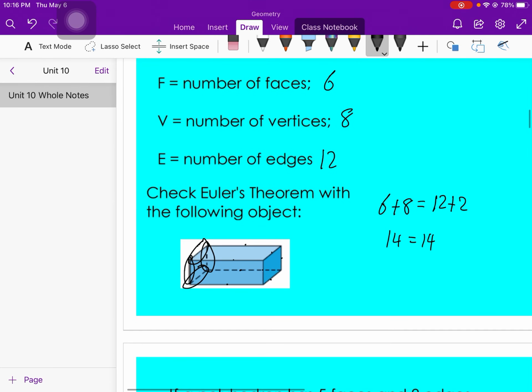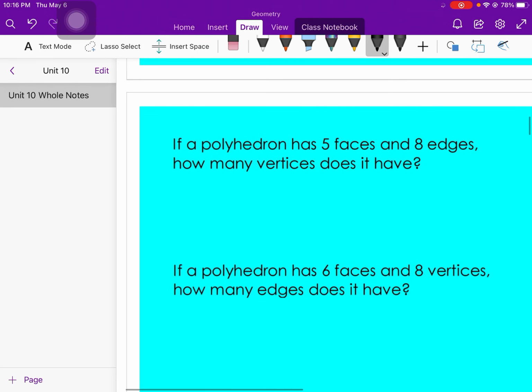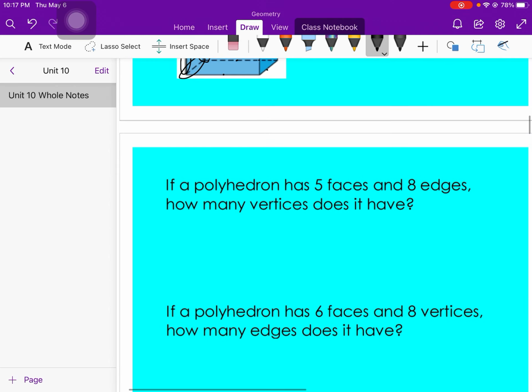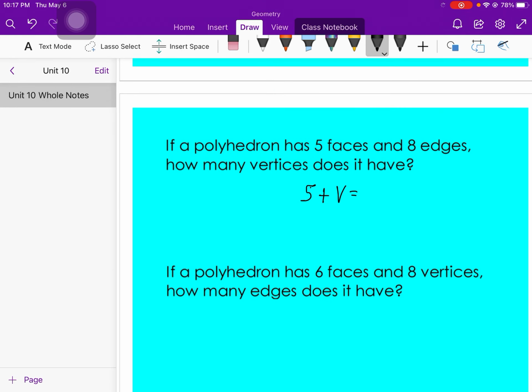And we can use this formula to solve if we don't know the number of, say, faces, vertices, or edges. So this one tells us if a polyhedron has 5 faces and 8 edges, how many vertices does it have? Well, using that same formula, 5 faces plus vertices, which we don't know, that's what we're trying to solve for, is equal to 8 plus 2. So 5 plus vertices equals 10. Subtract 5. Vertices equals 5.